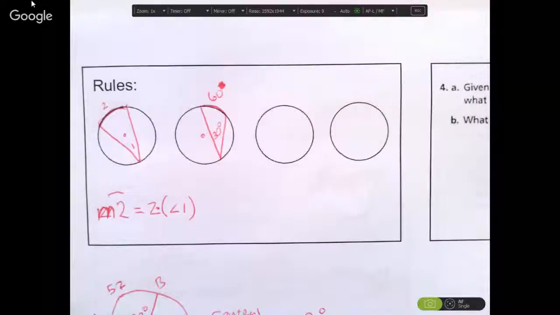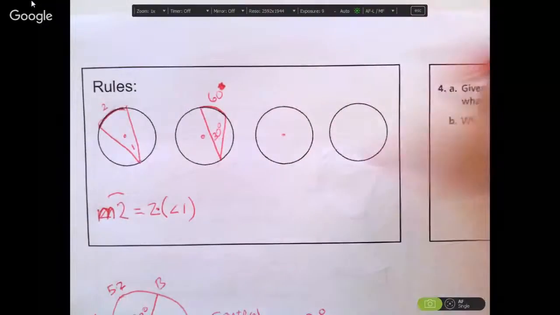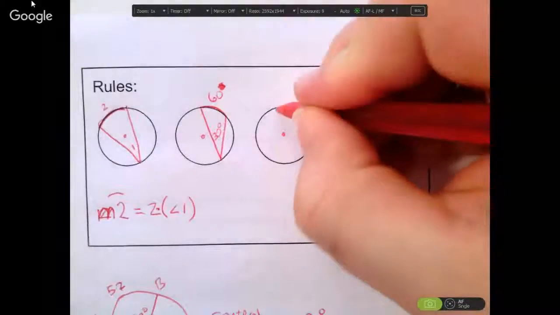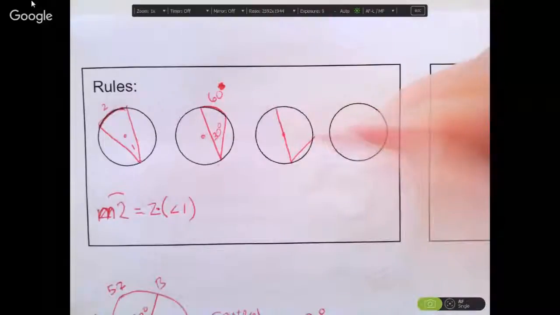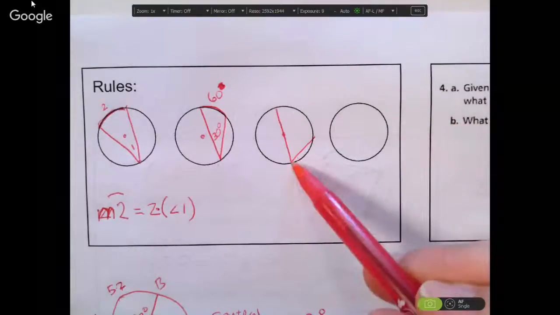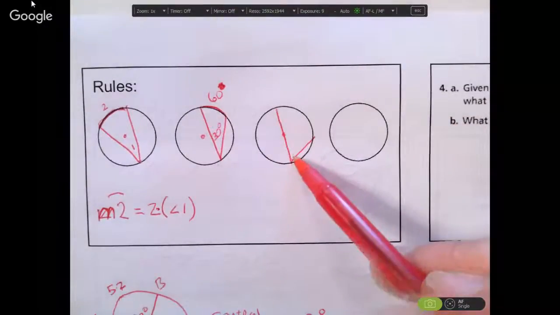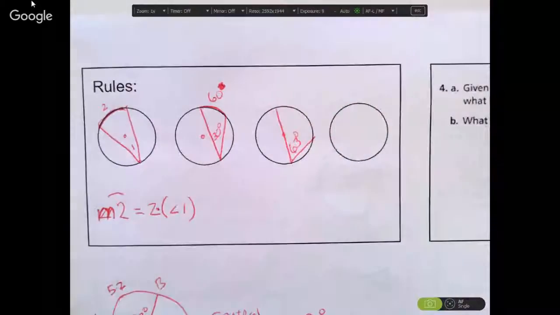Okay, next circle. What if we have it actually going through the center? Let's make it kind of weird like that. What angle does that look like? 78? No, 82. Fine, 73. That's not anywhere near 90 degrees. It's 63.